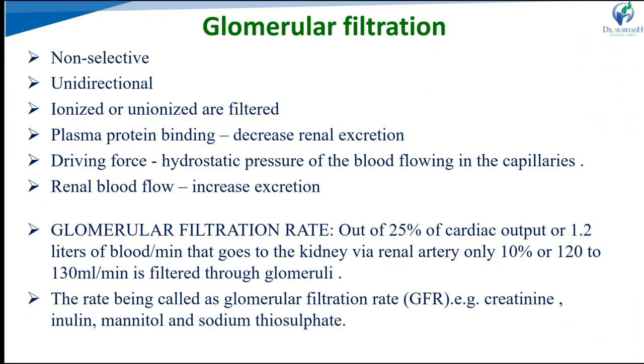Some biomarkers are used to find the GFR value: creatinine and inulin are mostly used. Other than that, mannitol and sodium thiosulfate. Creatinine is an endogenous substance, inulin is exogenous. Both are used as biomarkers because they do not undergo active secretion or active tubular reabsorption. So we can directly get the net glomerular filtration with these biomarkers.